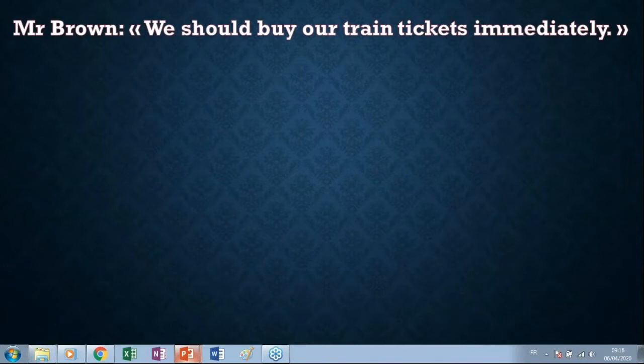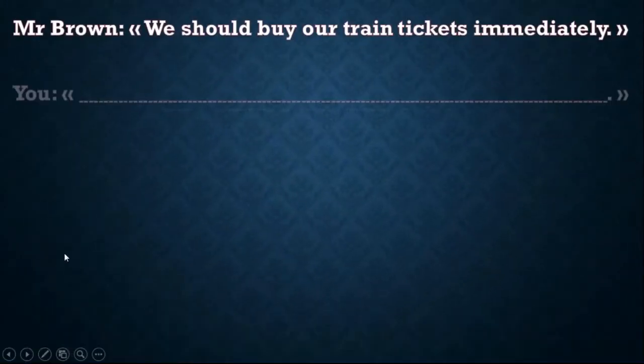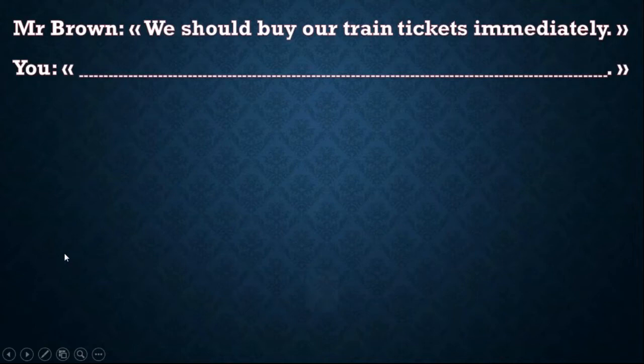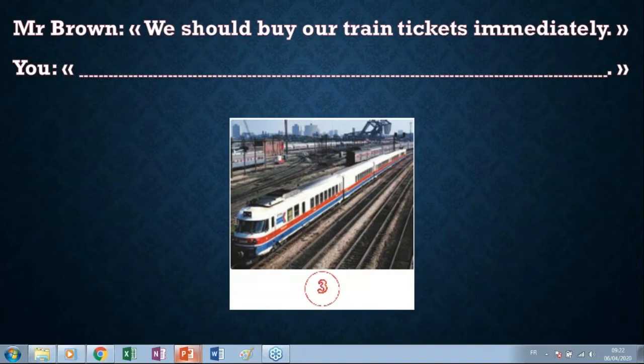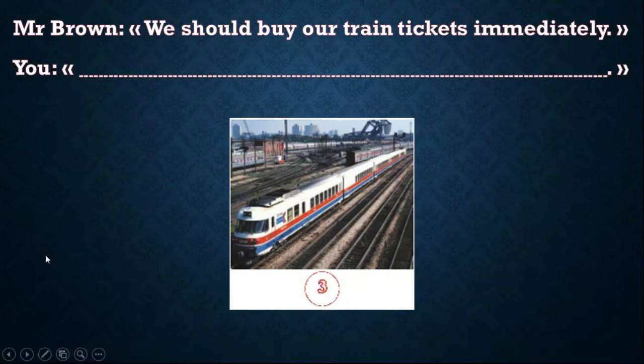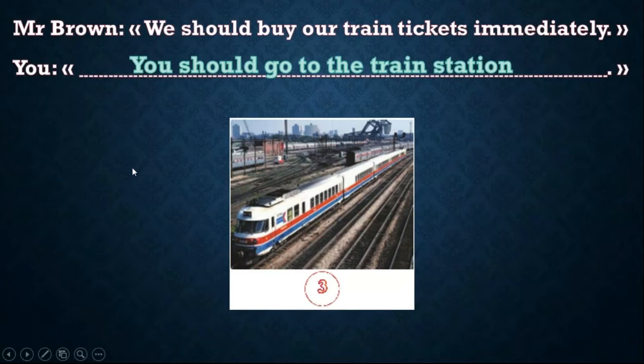So the first one, Mr. Brown says we should buy our train tickets immediately. So what can you tell him where he should go? Where should Mr. Brown go, please? Look at the pictures, picture 3. So you should go to the train station, as you all have guessed.